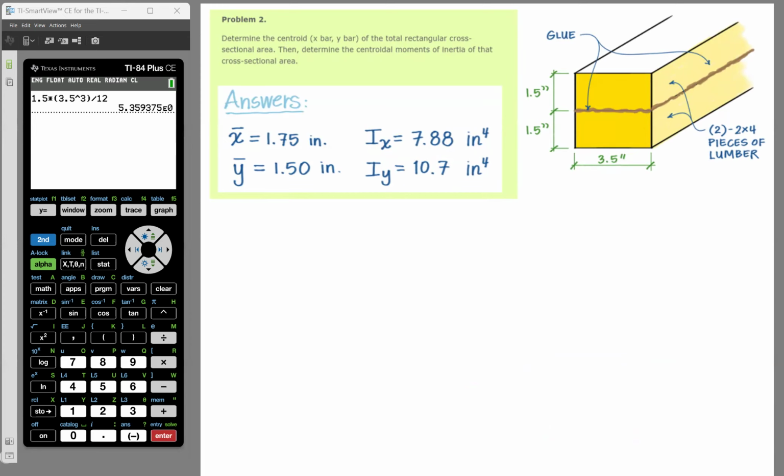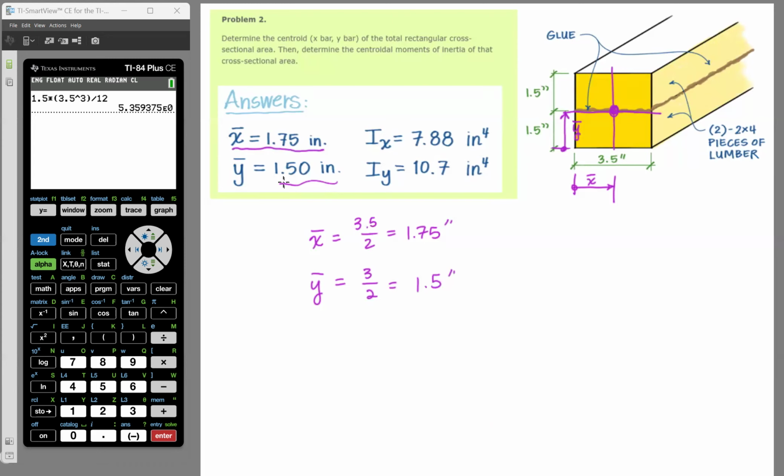Okay, so let's do this one pretty quickly. We've got two different members that are glued together, but we do have these lines of symmetry. So by inspection, X bar from here to here is equal to half of 3.5. That's 1.75 inches, which is what shows up above. Y bar, from the bottom fiber to the centroidal x-axis, we call that Y bar, and it's equal to half of 3. So that's 1.5 inches, matching this here.